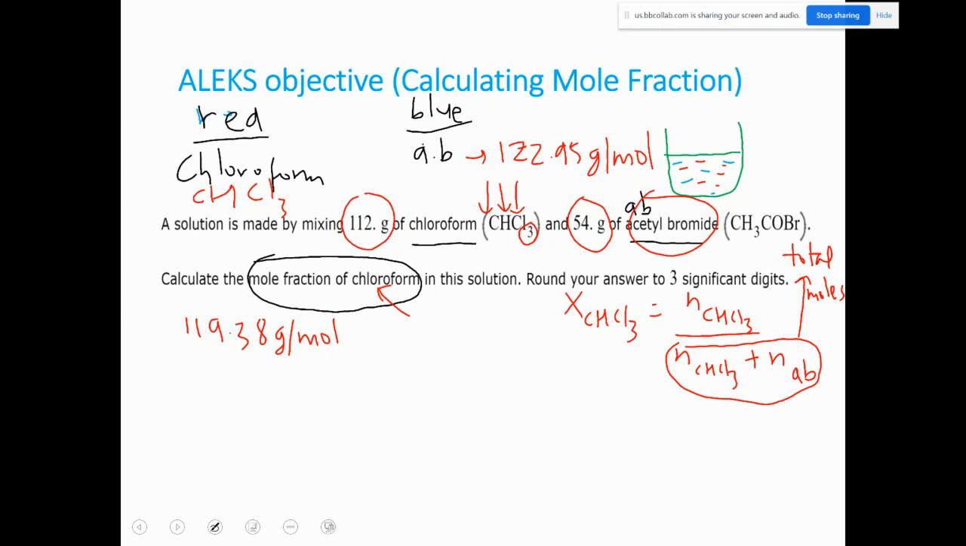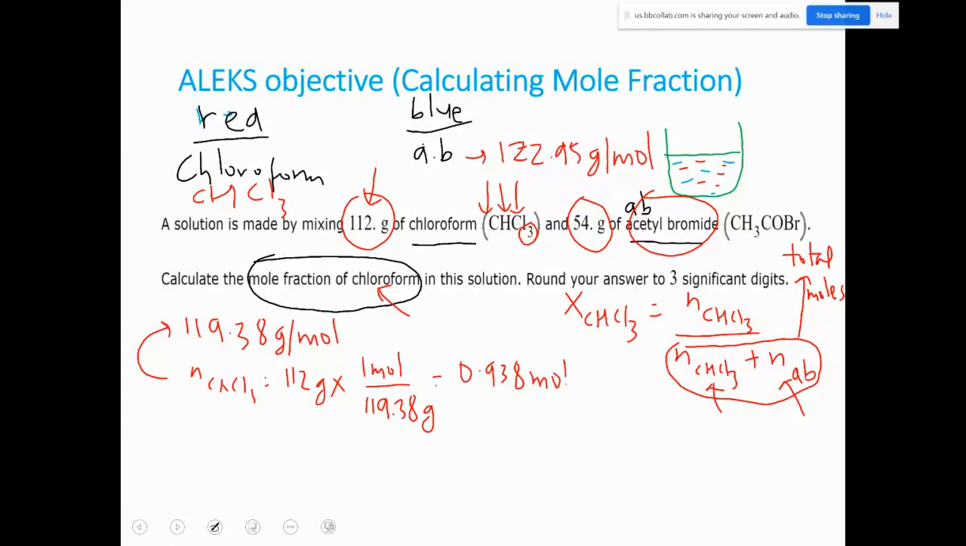All right. Now, to find the mole fraction of chloroform, the first thing that I'll have to do is find the number of moles of both of these, right? CHCl3 and AB. So let's go ahead and do that. To find the number of moles of CHCl3, I have been given the mass as 112 gram of this. And then I just told you this is the molar mass of chloroform. If I do my math, I'm going to end up with 0.938 moles. That's the number of moles of chloroform.